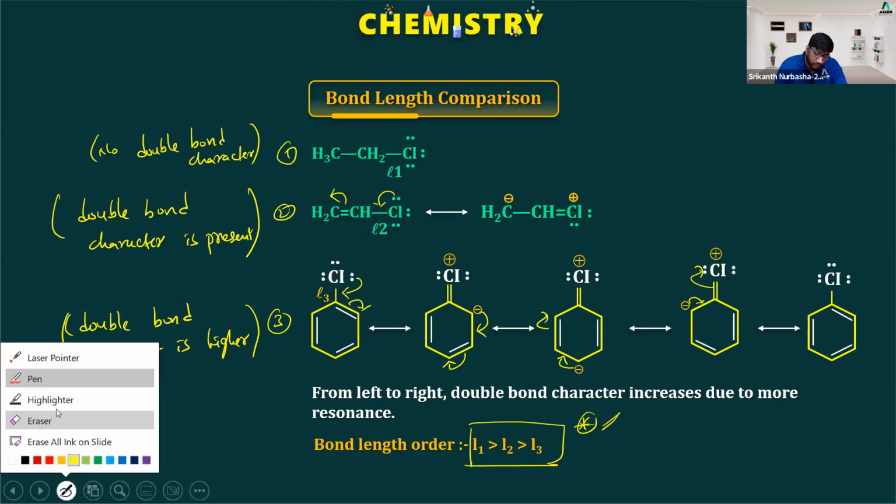Right. Let us start with the next concept, aromaticity. Aromaticity means there are 3 types of structures: aromatic, anti-aromatic, and non-aromatic. Aromatic means what? 4 conditions you have to satisfy. The compound should be cyclic, with complete conjugation, planarity, and 4n plus 2 pi electrons.